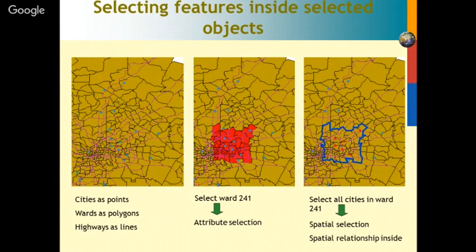Generally we'll have all the points. In this case, we are seeing two different cases where attributes are selected based on the spatial features, and based on that we are seeing the cities around a specific ward. So we are seeing those conditions.